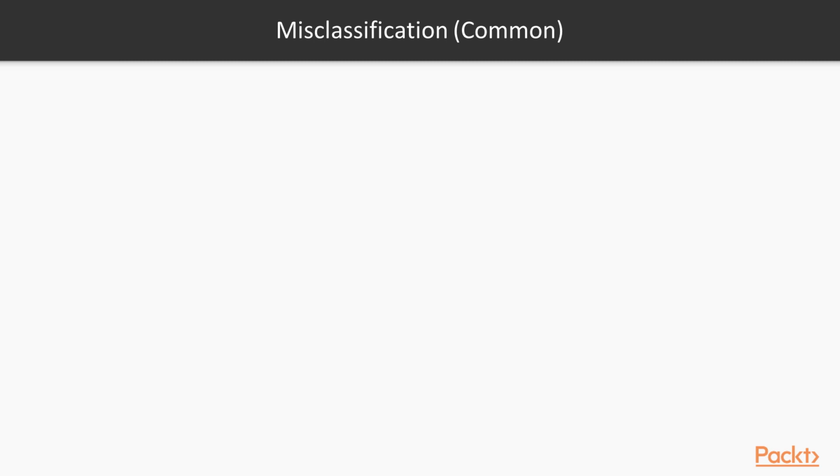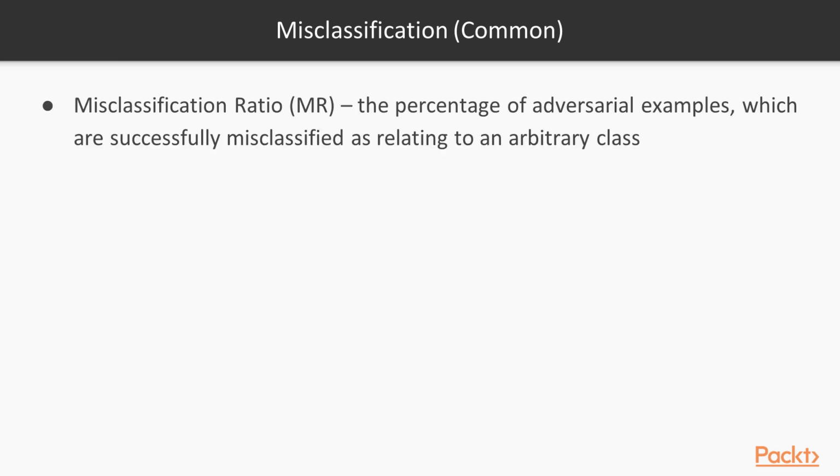Misclassification is the first and the most common criteria, and in many research papers it's the only criteria for comparing results. Misclassification ratio is the percentage of adversarial examples that are successfully misclassified as related to an arbitrary class. It's a common measure, but there are at least two others which are also important.